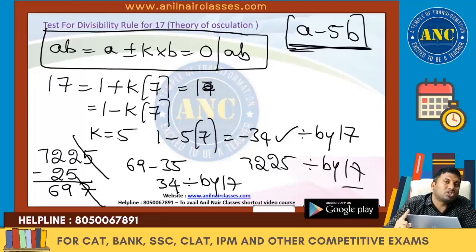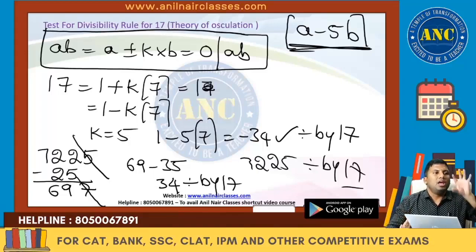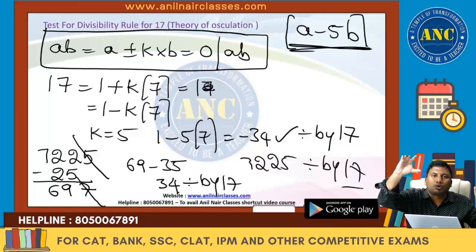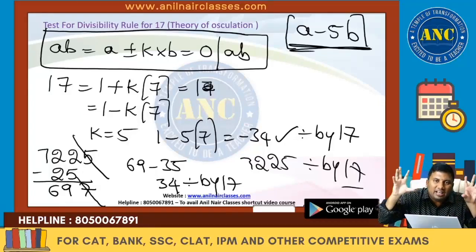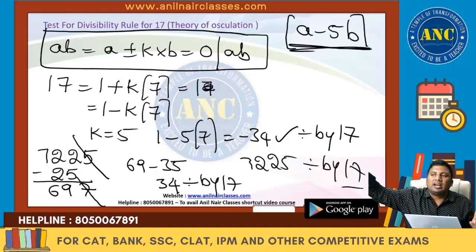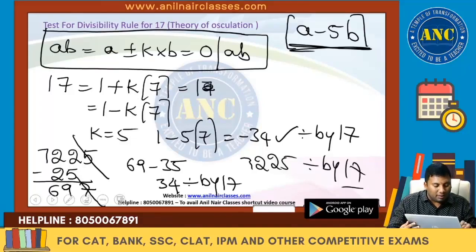But if somebody asks you what is the divisibility rule of 17, if you are an Anil Nair student, you should say, according to theory of oscillation, this is the rule. According to Fermat's theorem, 10 power 8 divided by 17 is minus 1. Any single digit number written p minus 1 times is always divisible by p, not equal to 2, 3, 5. Again, I am explaining it to you.